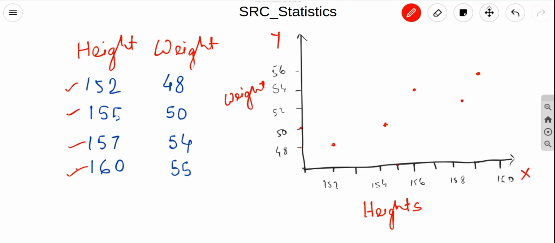Okay, so what is the importance of this scatter plot? We can see that as height increases, that is we are going to the right side of the x-axis, the weight also increases. See, the dots are showing a positive trend, increasing trend. So we can see that height and weight are positively correlated.